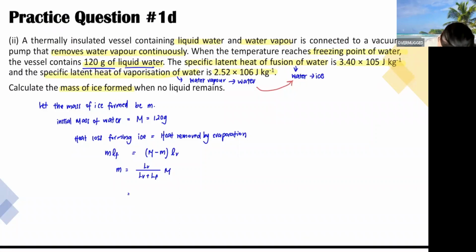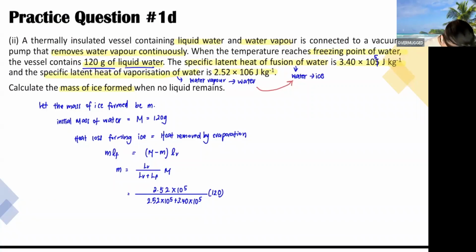Then from here I put in the values: 2.52 times 10 to the power 5 over 2.52 times 10 to the power 5 plus 3.40 times 10 to the power 5. So please remember the 10 to the power 5. Then times the mass, 120 grams. Since everything is in gram, take note.